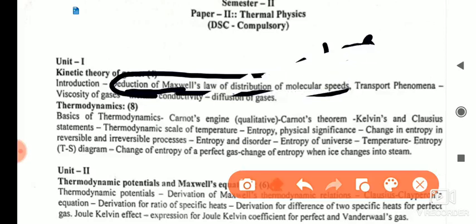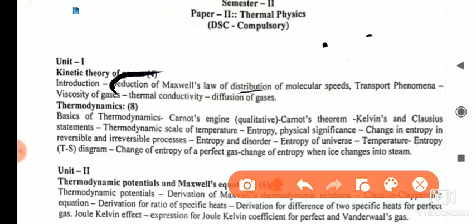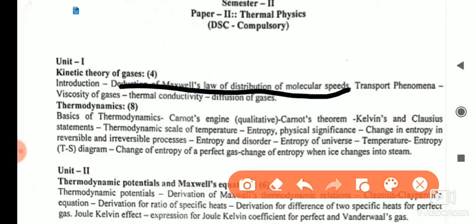In unit 1, we have the kinetic theory of gases and thermodynamics, two parts of the unit. In this first part, the first question is itself important, that is Maxwell's law of distribution of molecular speeds. So this is very important and a previously asked question.